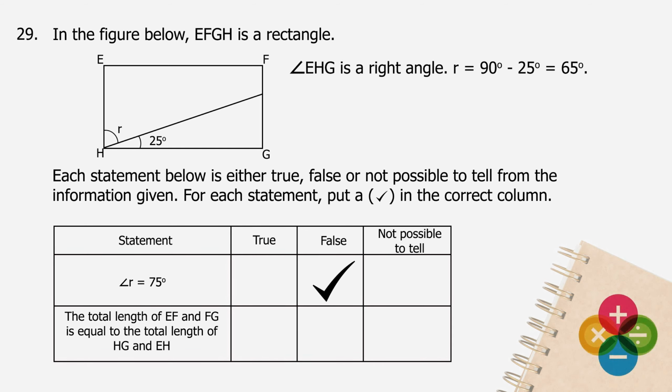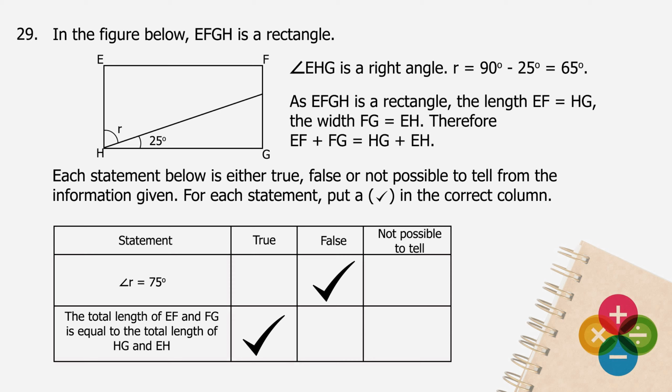Is angle R equal to 75 degrees? Angle EHG is a right angle, which is 90 degrees. Angle R will be equal to 90 degrees subtract 25 degrees, and the difference is 65 degrees. The statement is false. Is the total length of EF and FG equal to the total length of HG and EA?